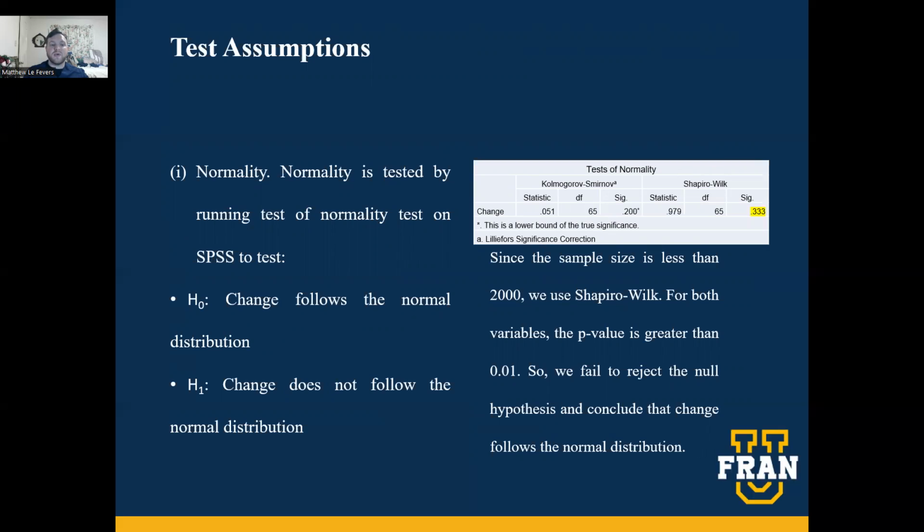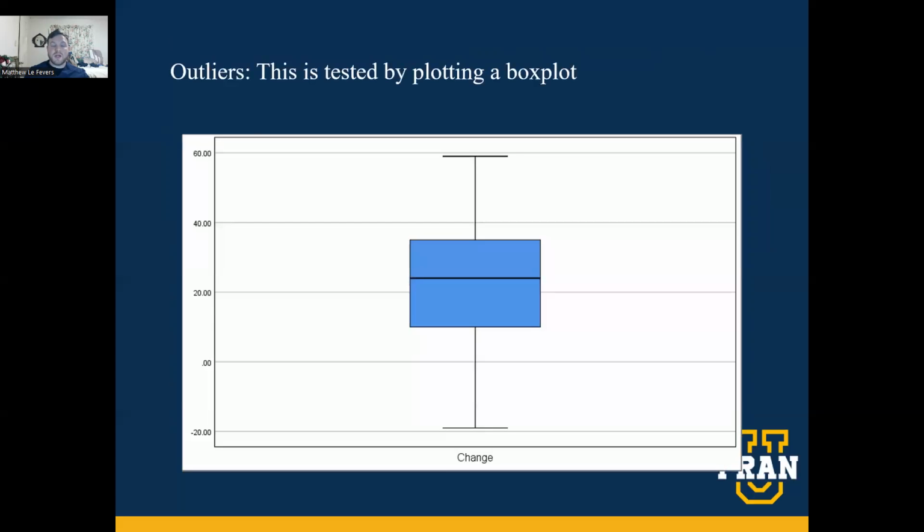Test assumptions. Normality. Normality is tested by running a test of normality on the change. We find that change follows the normal distribution, or change does not follow the normal distribution. To our right, you'll see tests of normality. We look at the Shapiro-Wilk significance number as 0.33. Since the sample size is less than 2,000, we use Shapiro-Wilk for both variables. The p-value is greater than 0.01, so we fail to reject the null hypothesis and conclude that the change follows a normal distribution. We confirm this by seeing that there are no outliers in our box plot in our change graph.